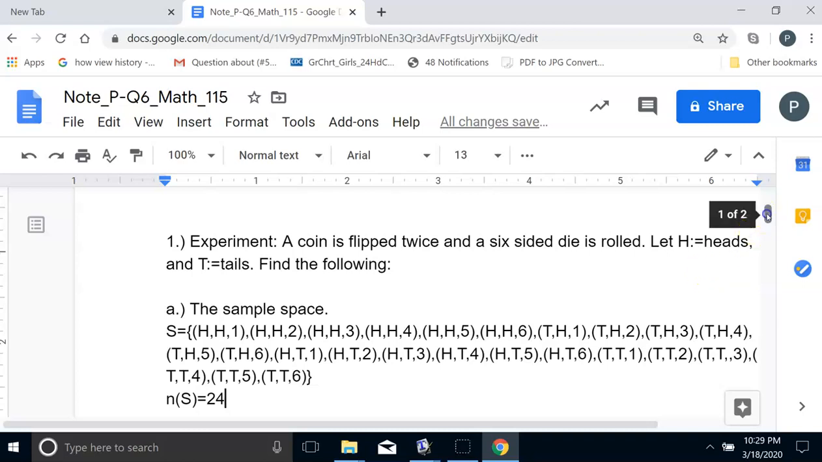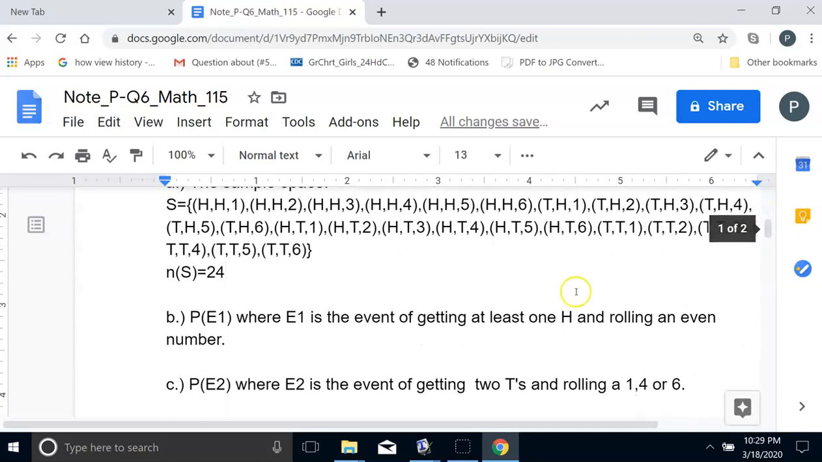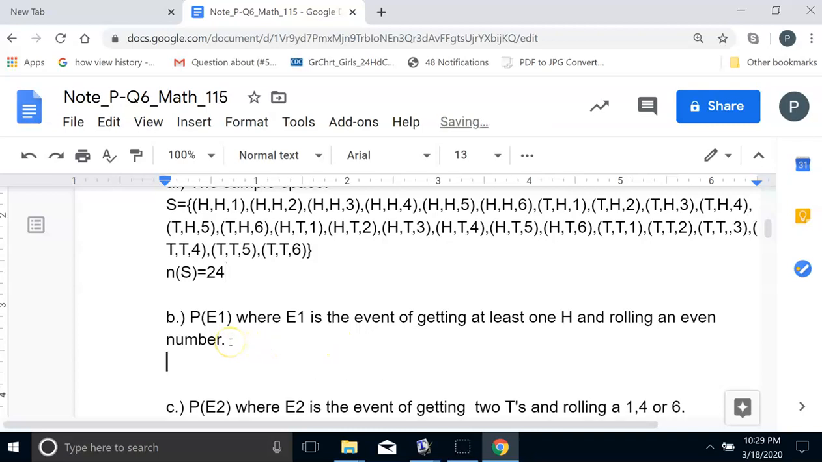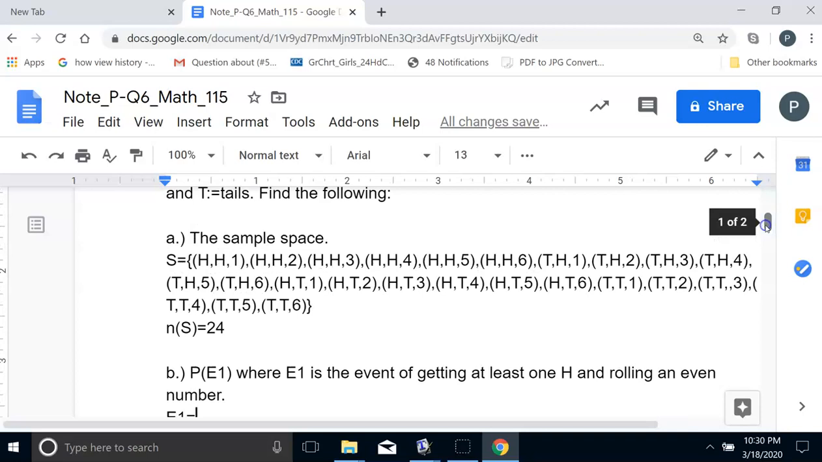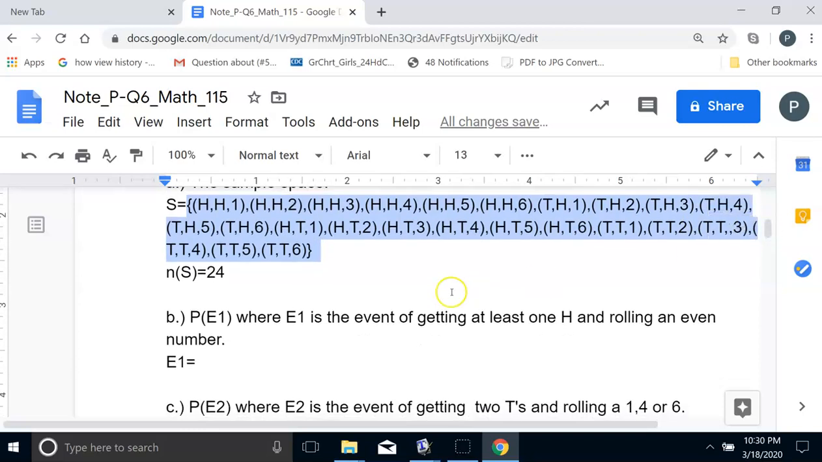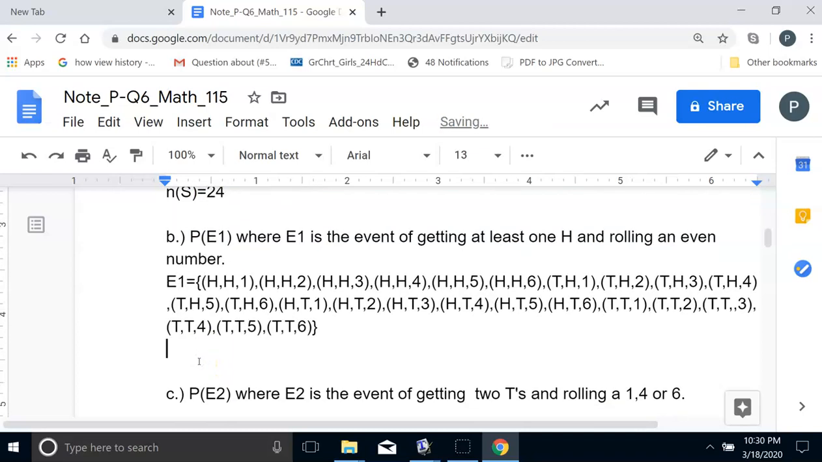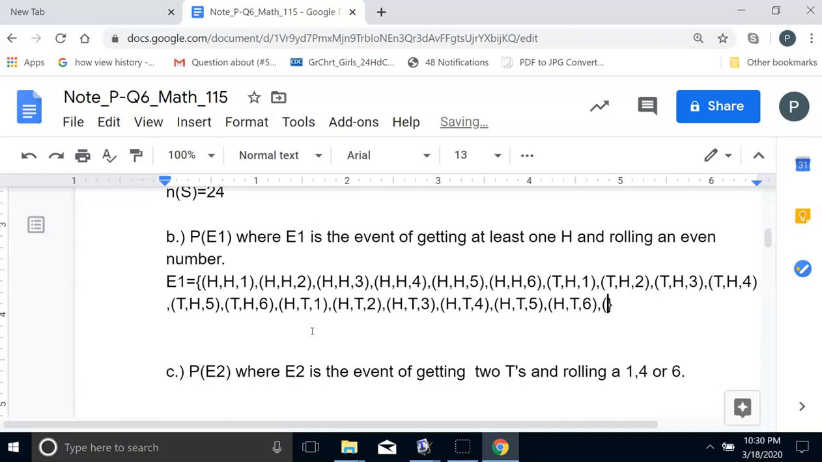Okay, let's keep going. So E1 now is the event of getting at least one head and rolling an even number. An even number would be like 2, 4, 6, 8, and so forth. So let me take the sample space and look for the ones that satisfy that condition. I'm just going to paste it here. We need 1 head, so you can eliminate the 2 tails at the end. So take that away.